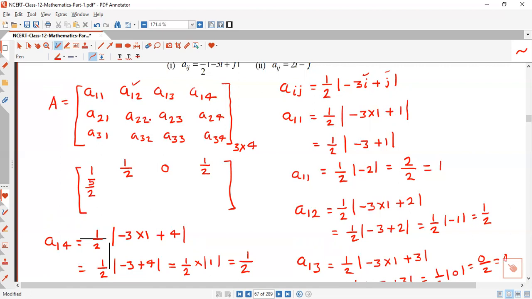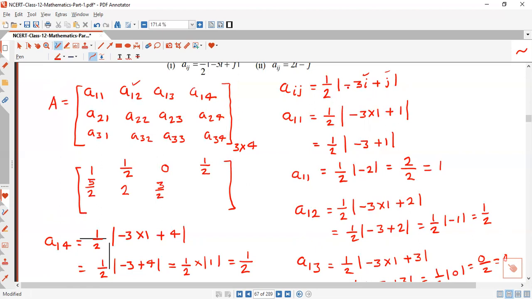Now A22, i equal to 2 and j equal to 2. This will say minus 6 plus 2, minus 4. The mod of minus 4 means 4, and 4 by 2 means 2. Now A23, i equal to 2: minus 6 plus 3 comes out minus 3. Mod of minus 3 means 3, so it is 3 by 2.